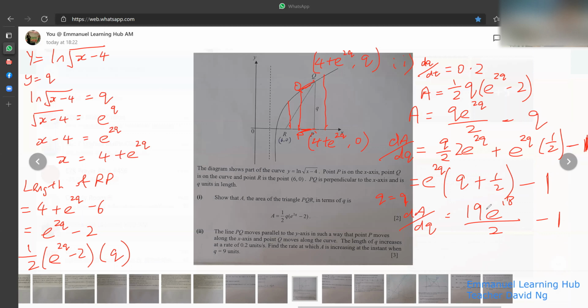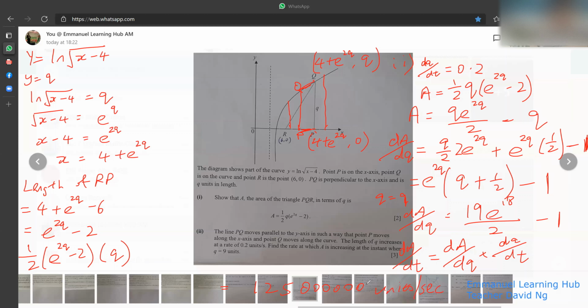Then your dA/dt, right? The rate at which A is increasing, so they're asking for dA/dt. dA/dt will be dA/dQ multiplied by dQ/dt. Then you can get the answer already. The answer is 125,000,000 units per second. How much? 246 units per second.